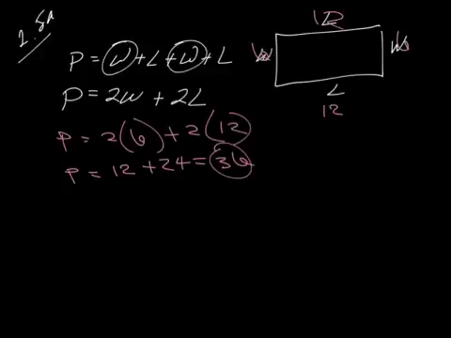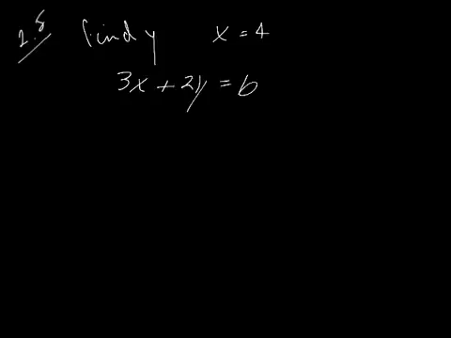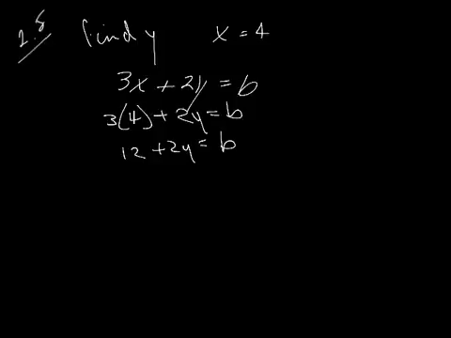So in example number 2, it tells us that we're supposed to find y when x equals 4 in this formula. 3x plus 2y equals 6. So it told me that x is 4, so I'm just going to put a 4 in its place. So 12 plus 2y equals b, or I'm sorry, 6. That's a 6. I don't know why I started making it a b.